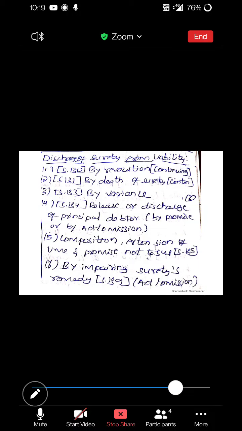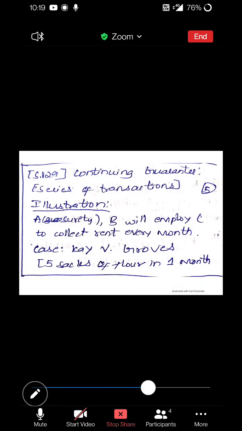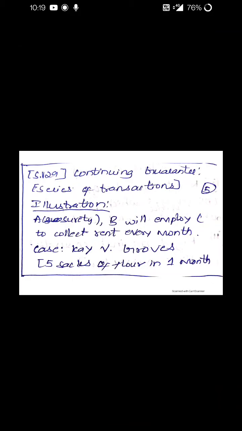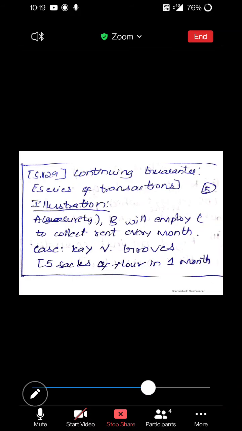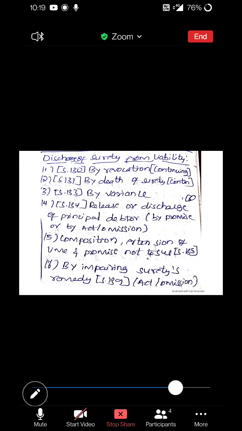Say in a continuing guarantee, there are future guarantees. So for the future guarantees, he can cancel. For example, we saw the rent case here, that A assures B that he should employ C to collect rent. For the first month, the guarantee will hold good, but he can cancel his guarantee for future months. So that's how he can revoke his guarantee.